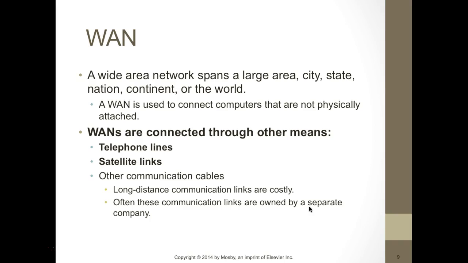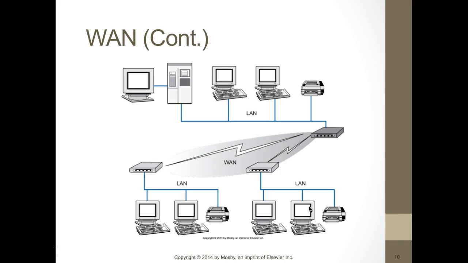The wide area network spans a large city or area, state, nation, continent, or the world. So a WAN is used to connect computers that are not physically attached. They're connected through other means, so telephone lines, satellite links, or other communication cables. So there are long distance communication links. They're expensive, and often these communication links are owned by separate companies.